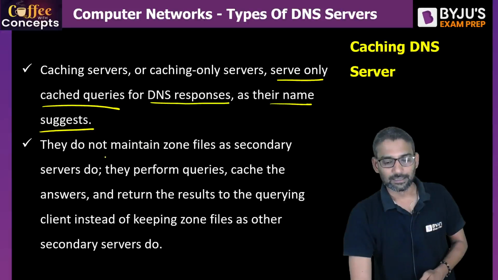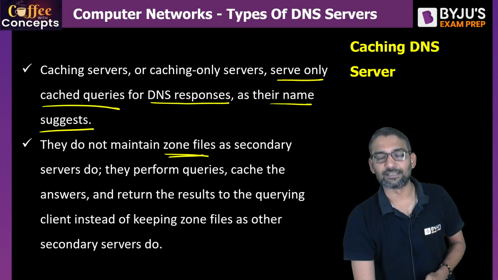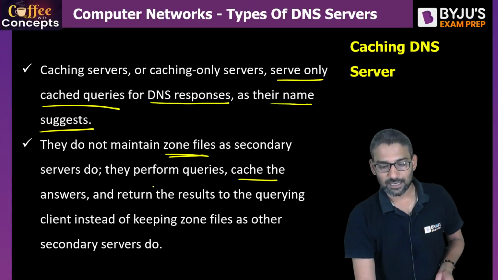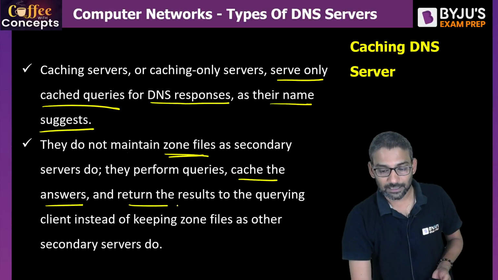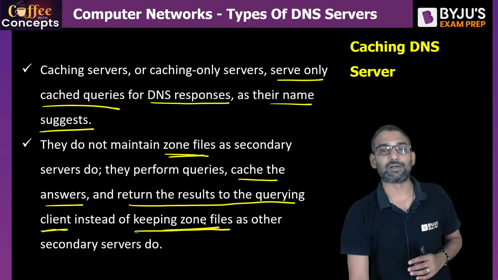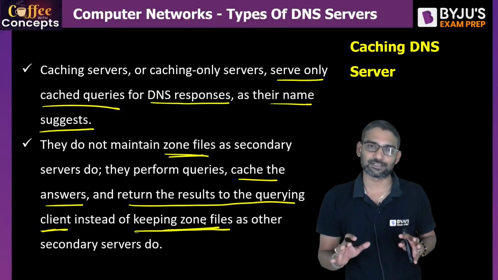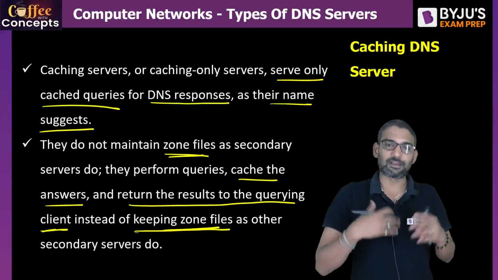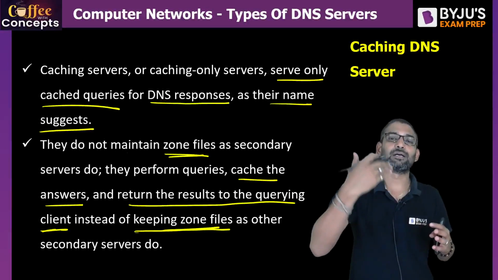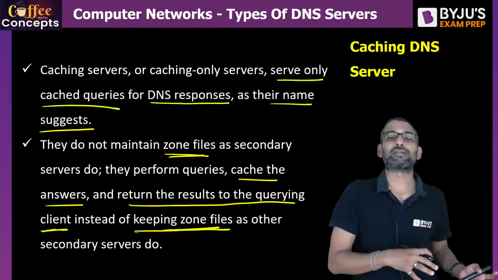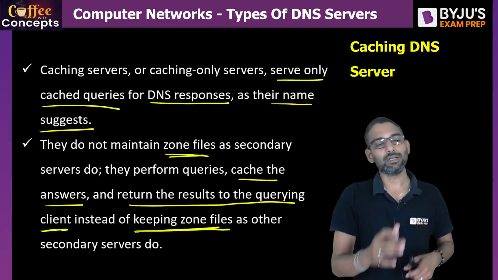As their name suggests, they do not maintain zone files as secondary servers do, because it's a security issue. They perform queries, cache the answers, and return the results to the querying client instead of keeping zone files. Zone files are not maintained by the caching server. Instead, those responses and answers are maintained. So when we refresh and give the same duplicate request, instead of the main server spending time to respond, the caching server responds.